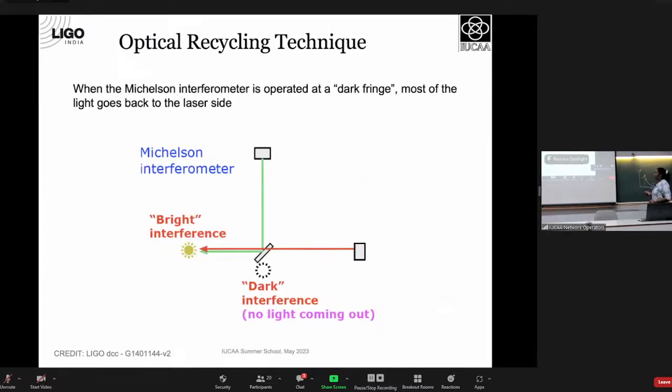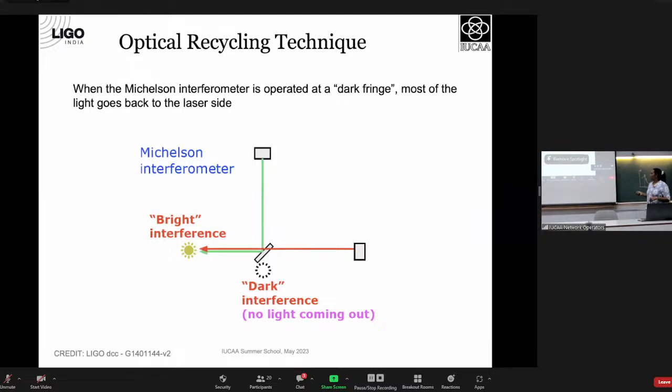So optical recycling was also another technique. LIGO is a few decades old. It started with, I showed you the proposal of a single Michelson, then it became a Fabry-Perot Michelson, and still the sensitivity was not good enough. And then we had to add the optical recycling cavities. So, as I told you, the Michelson interferometer is operated at dark fringe.